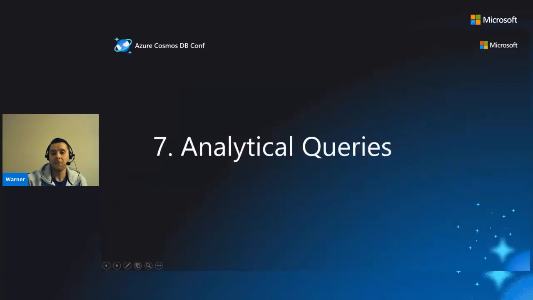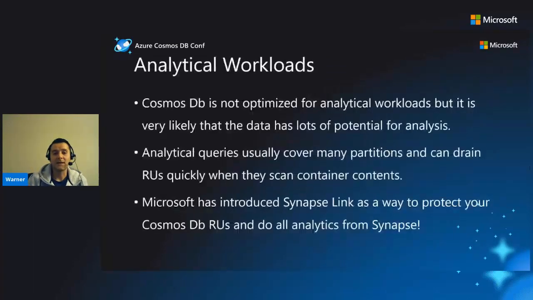All right. And then finally, the last topic I wanted to cover is what to do about analytical queries. And here, the thing to realize is that the Cosmos DB engine itself is not really optimized for analytical workloads, but the data that you're storing there likely has lots of potential for analysis. Now, if you were to think about what usually analytical queries do, they usually scan big portions of a data set and they usually aggregate over it. So that means that if you run it on a Cosmos DB engine, it would be cross-partition querying, it would be scanning the collection, it would drain your RUs very quickly.